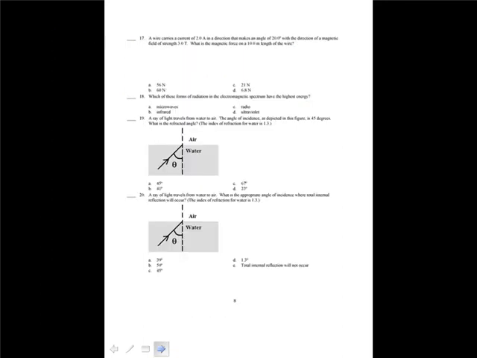A wire carries a current of 2 amps in a direction that makes an angle of 20 degrees with the direction of the magnetic field of 3 Tesla. What is the magnetic force on a 10-meter length of the wire? Well, F is equal to ILB sine of theta. That is 2 amps, L is 10 meters, B is 3 Tesla, times the sine of 20, and that gives you the answer for number 17: 21 newtons. That's option C.